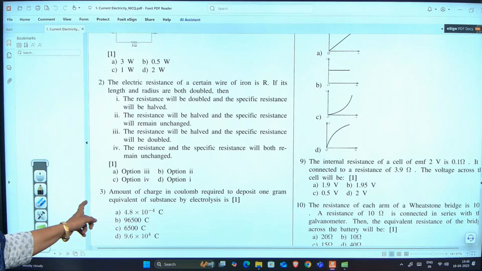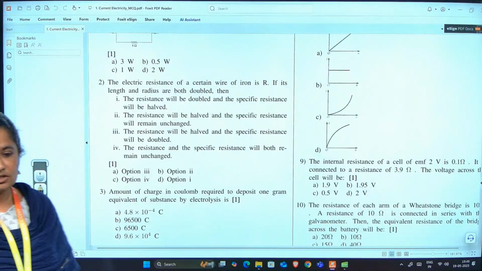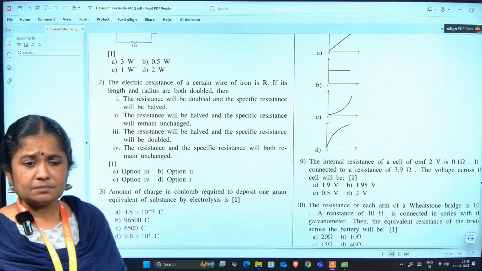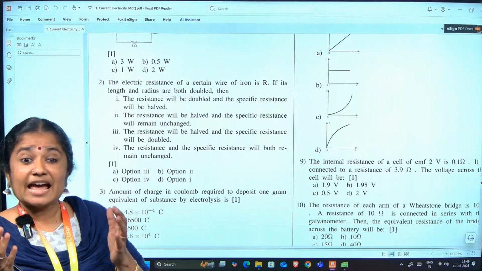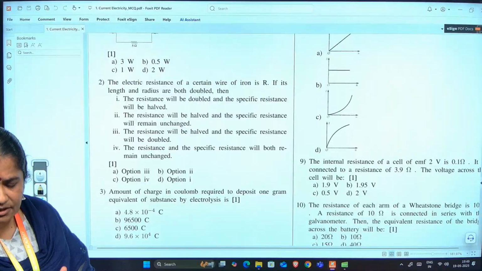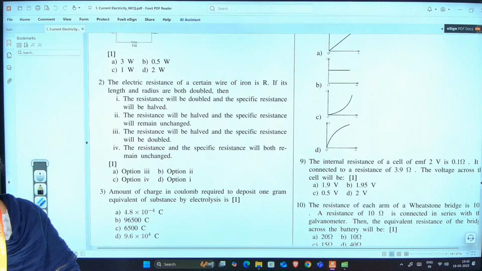Next one, third question: the amount of charge in coulomb required to deposit 1 gram equivalent of a substance by electrolysis. To get 1 gram equivalent of any substance, you should give up how many electrons? Avogadro number of electrons. What is the Avogadro number? 6.023 into 10 power 23.